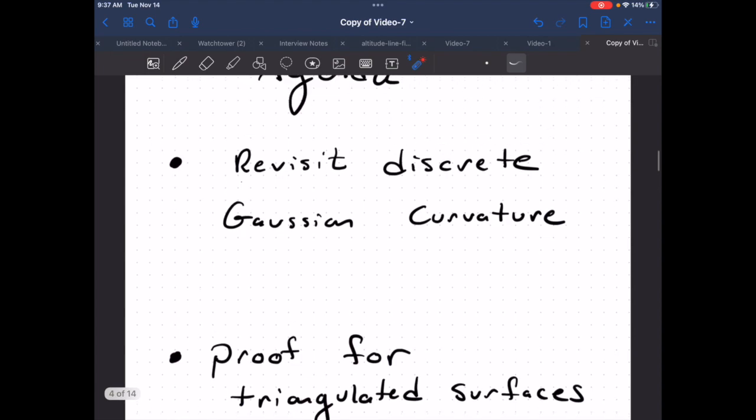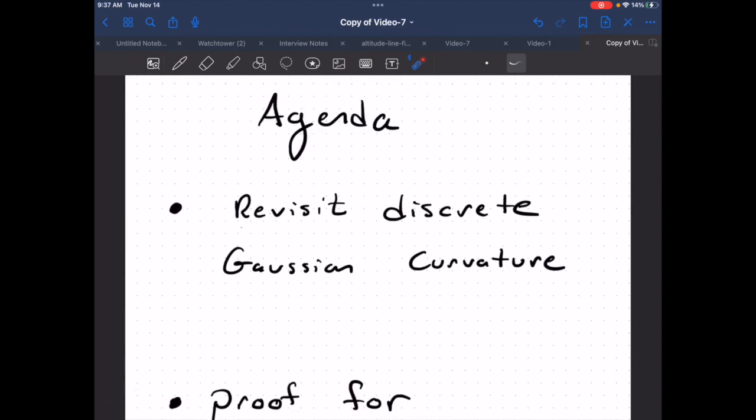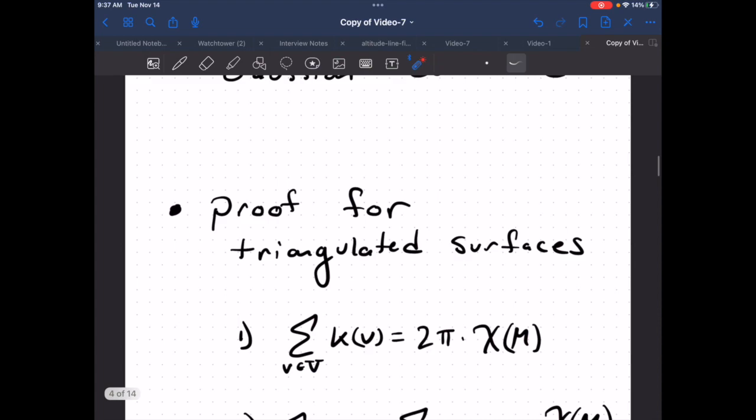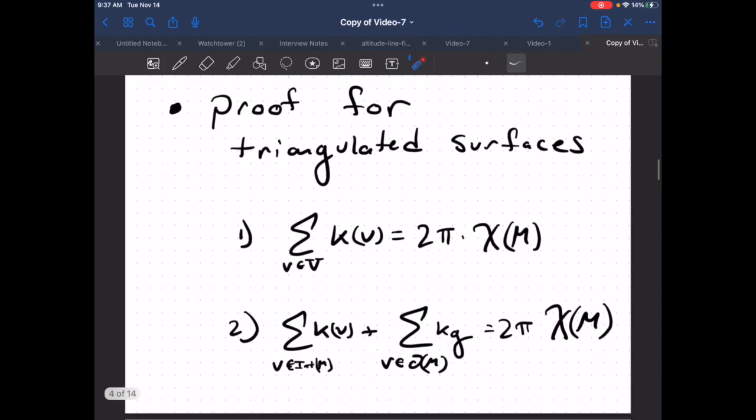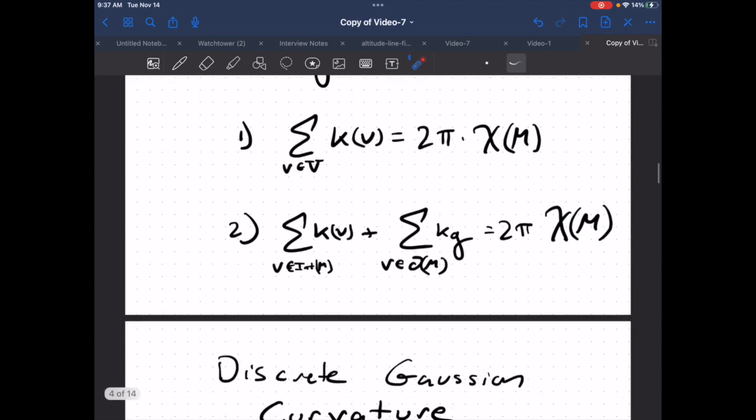Okay, so the agenda for this video is we're going to revisit discrete Gaussian curvature and come up with a geometric interpretation of that that'll be useful in the proof for triangulated surfaces. So we're going to have 2 versions of this proof, one for surfaces without boundary, and then when we have a boundary, we'll include the discrete geodesic curvature as well. So a nice short proof of Gauss-Bonnet coming up.